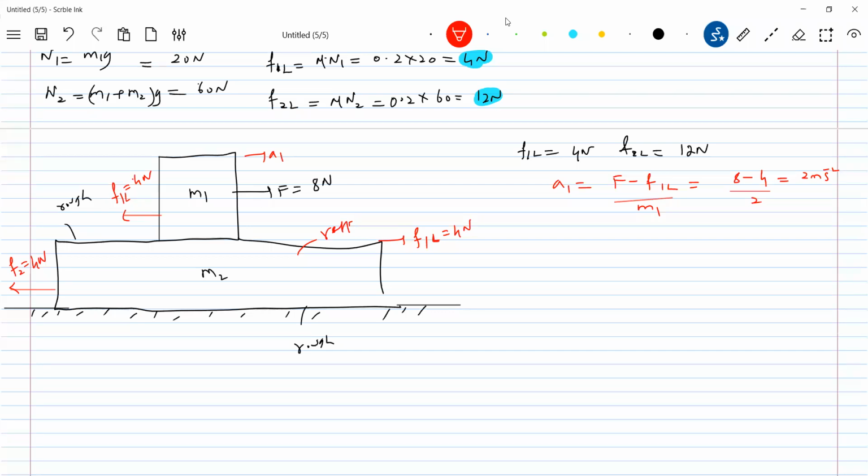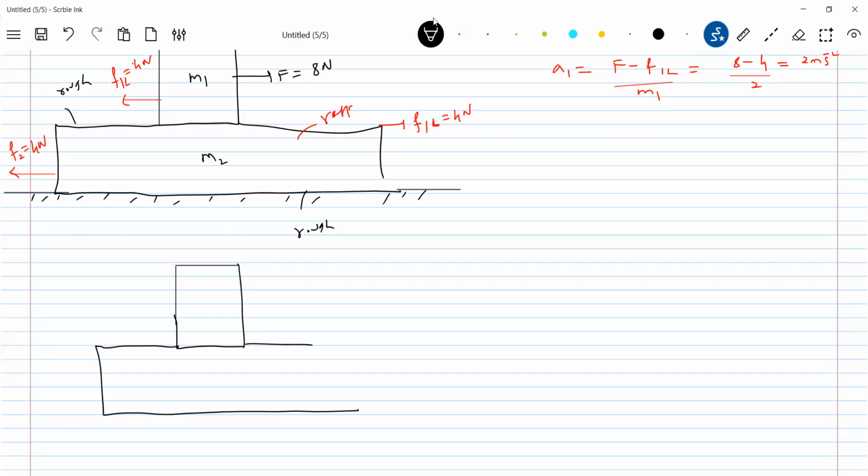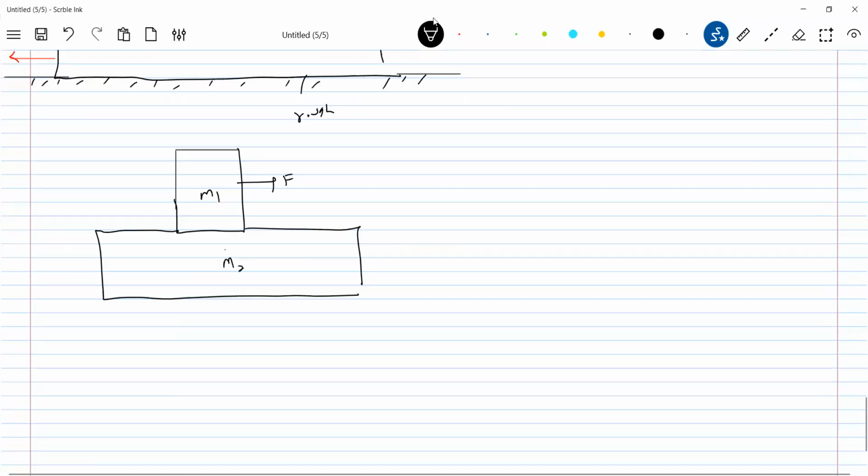Okay, let me make it 16 Newton in the next case. See, unless you go for different values of F, understanding what is actually going on will not be possible. This was the second case, F equal to 8 Newton. So let me bring the third case. F is equal to 16 Newton.